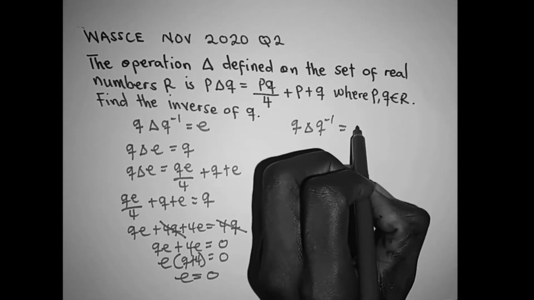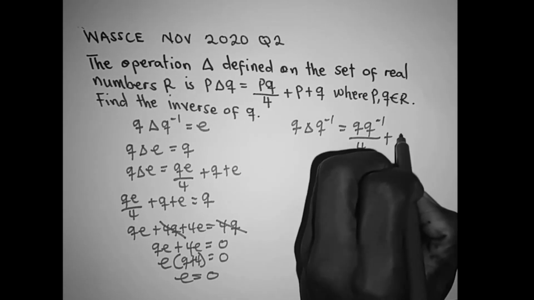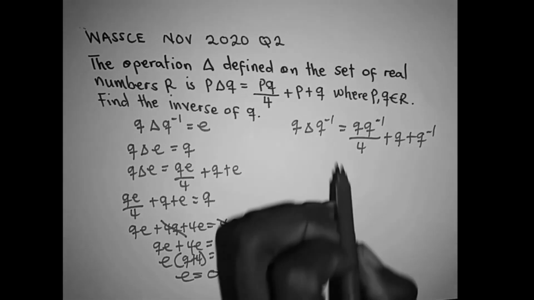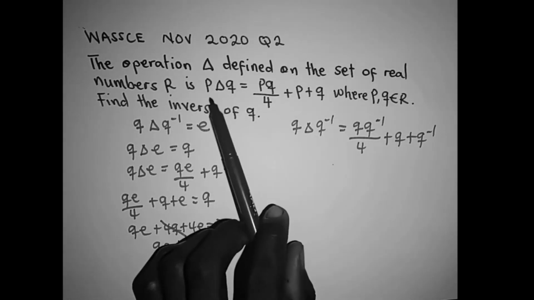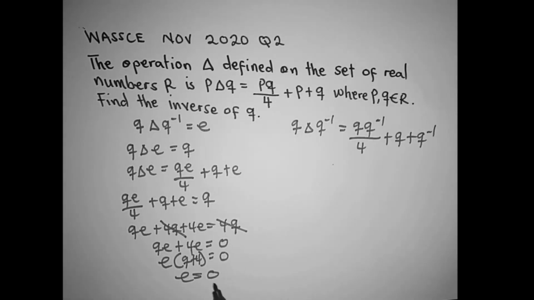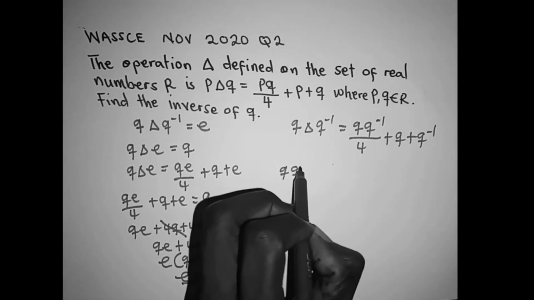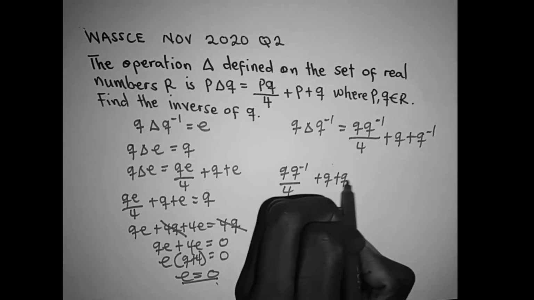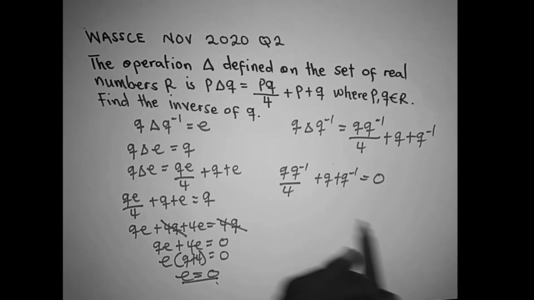It's the same as Q Q inverse divided by 4 plus Q plus Q inverse. So now we found Q operation Q inverse. So we then take that result and equate it to the identity element, which is 0. So Q Q inverse over 4 plus Q plus Q inverse equals 0. So from here, we'll then find Q inverse.